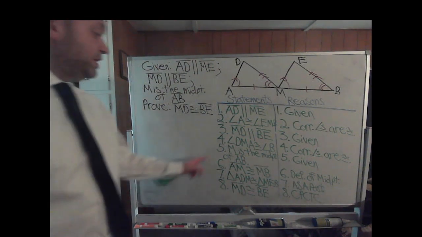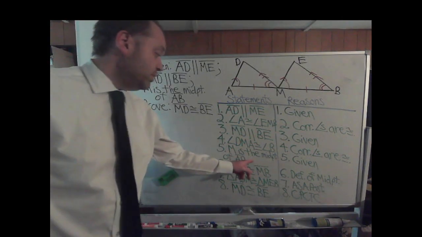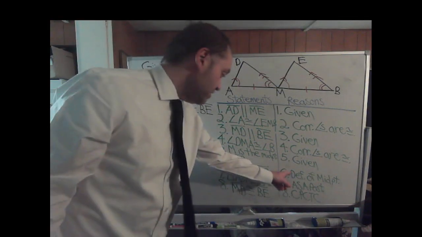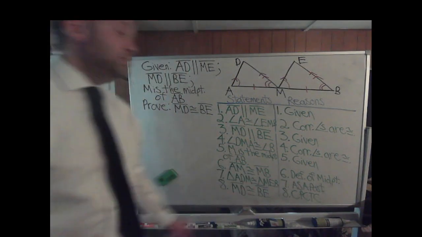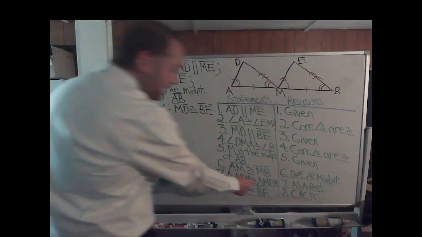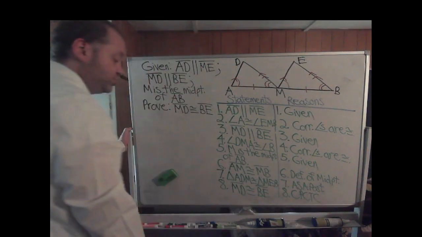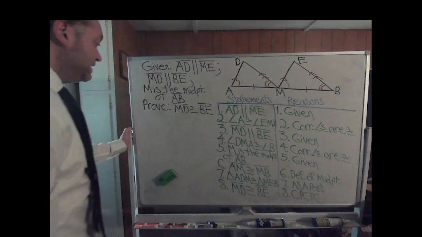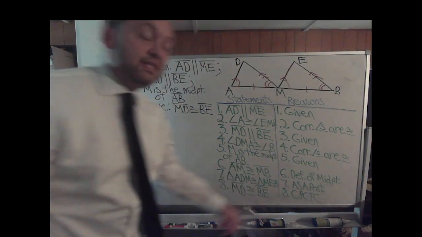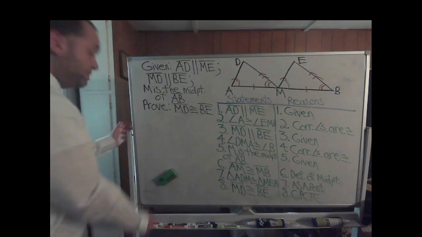And then from here, we use the last piece of given information for statement 5, that M is the midpoint of AB, which means by the definition of midpoint that AM is congruent to MB. From here, we were able to prove triangle ADM congruent to triangle MEB by the angle, side, angle postulate. And then last but not least, the ultimate proof that MD is congruent to BE by CPCTC, or corresponding parts of congruent triangles are congruent.